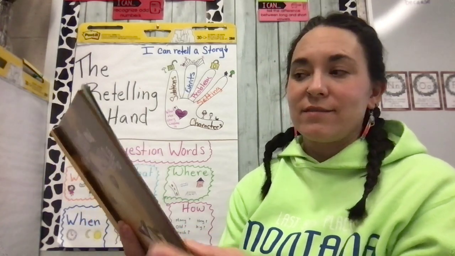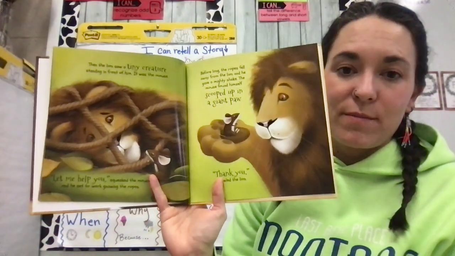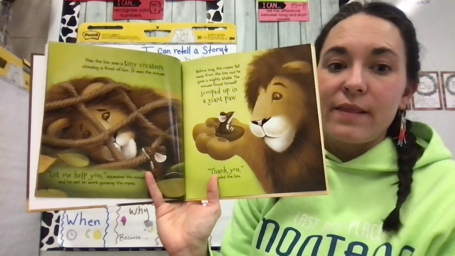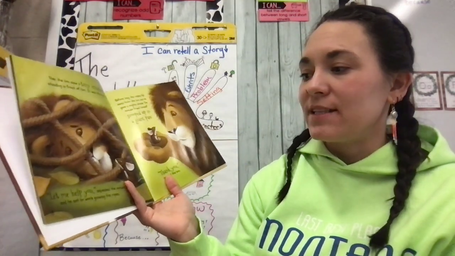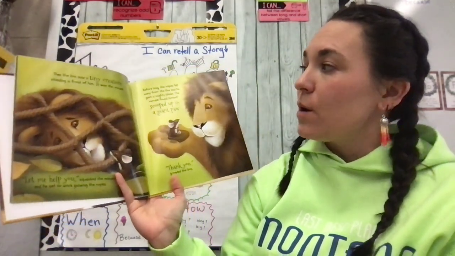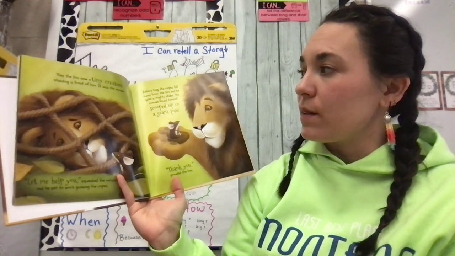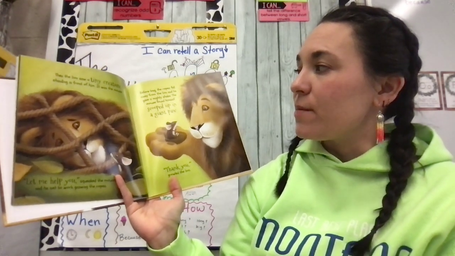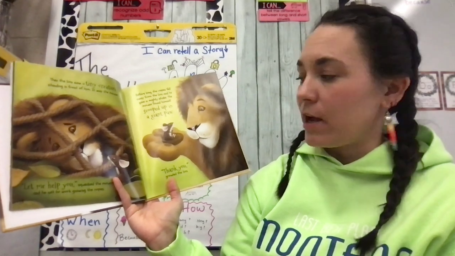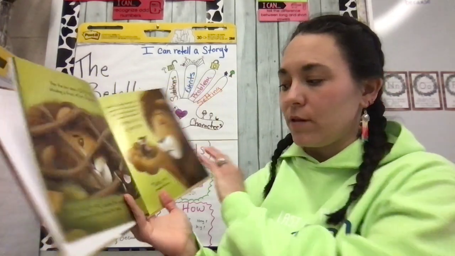The lion saw a tiny creature standing in front of him. It was the mouse. Let me help you, squeaked the mouse, and he set to work gnawing on the ropes. Before long, the ropes fell away from the lion, and he gave a mighty shake. The mouse found himself scooped up into a giant paw. Thank you, growled the lion.